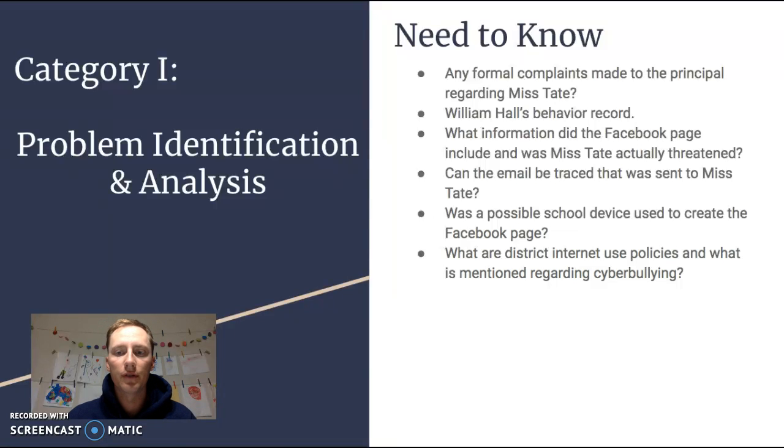Next, what information did the Facebook page actually include, and was Miss Tate actually threatened? I think the information included in that and the language included in that document needs to be well vetted and looked at. Can the email be traced that was sent to Miss Tate? Was a possible school device used to create the Facebook page?